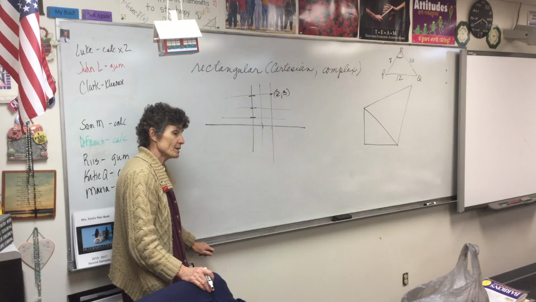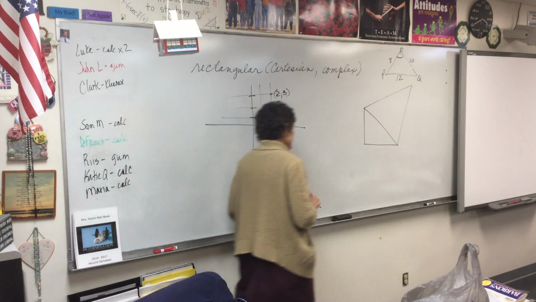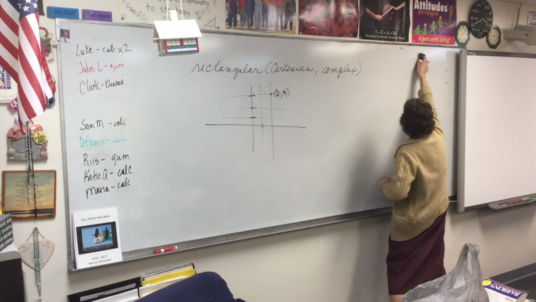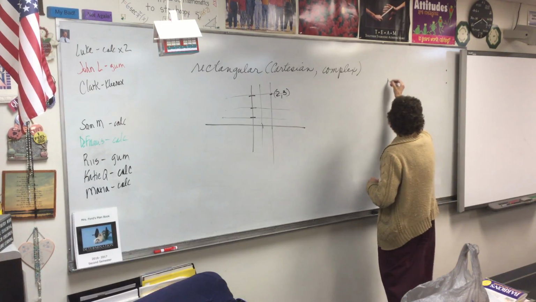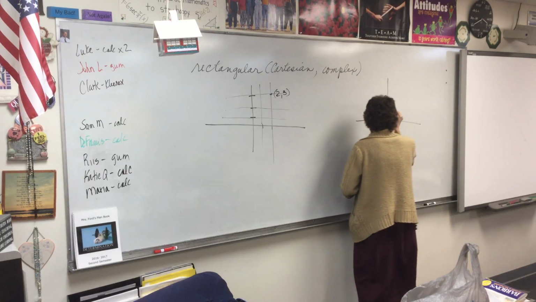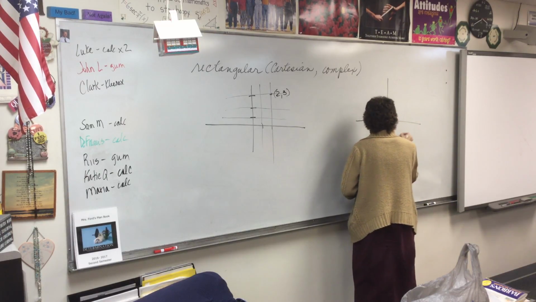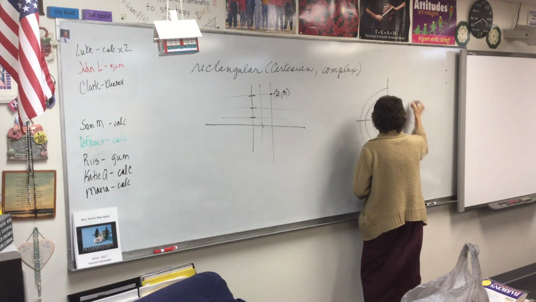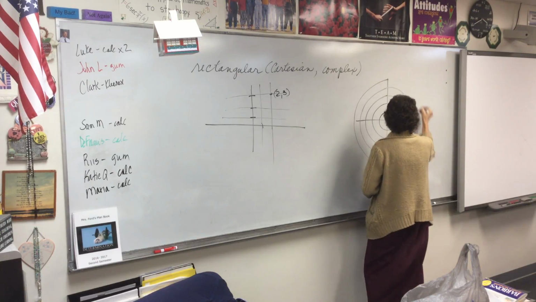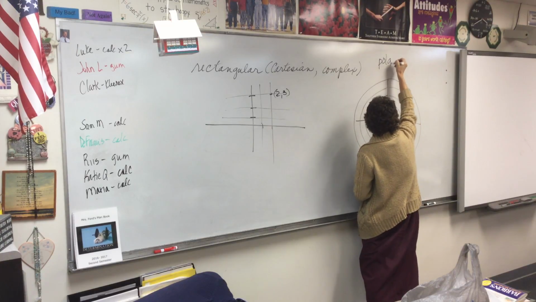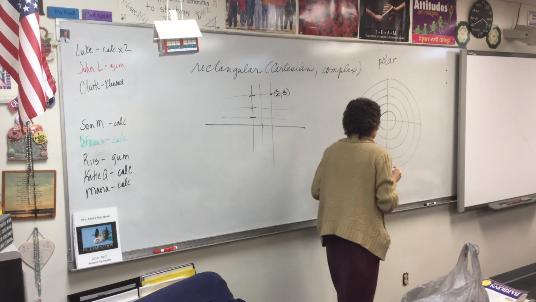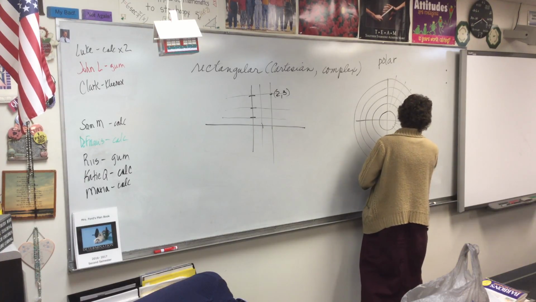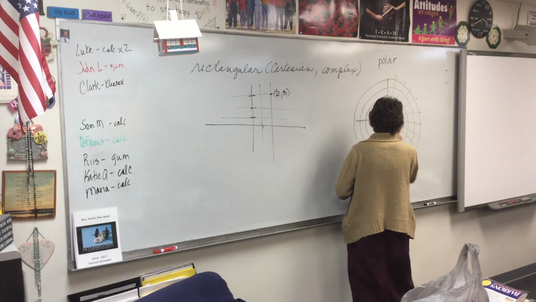Well, what we're going to do today is change the framework so that we are looking at points from a different standpoint. Now we're going to be looking at points on a circular system, which is referred to as the polar system. So points are identified, this is the paper that I gave you.